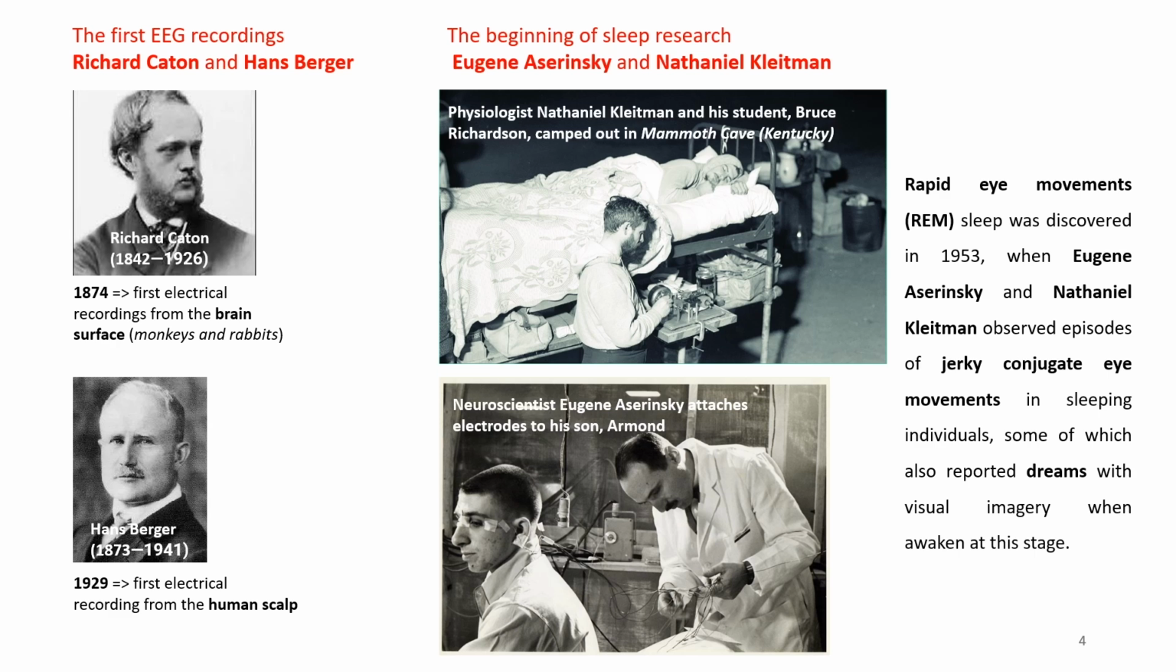Other pioneers of sleep research were Eugene Aserinsky and Nathaniel Kleitman. Both of them, for example, observed that when people sleep and reach a specific sleep stage called rapid eye movement, or REM, they make very abrupt eye movements and also report having vivid dreams.